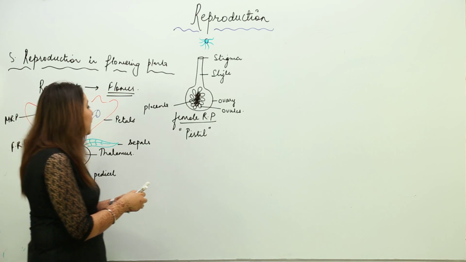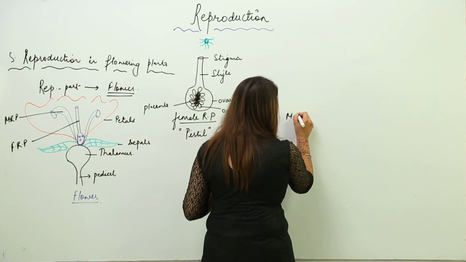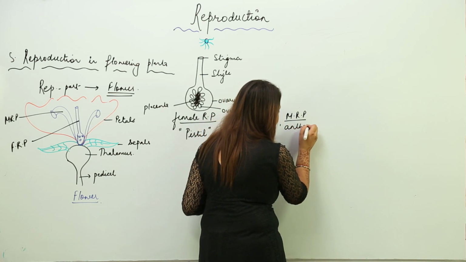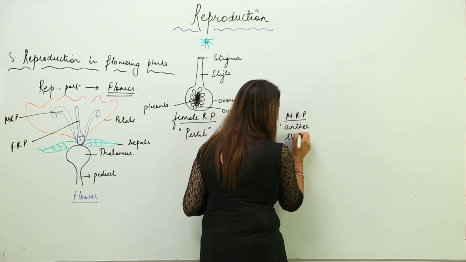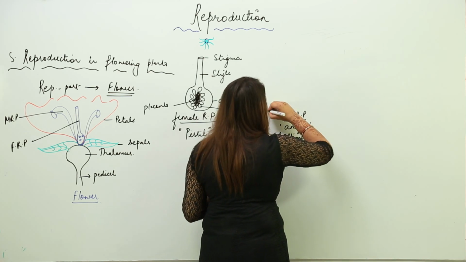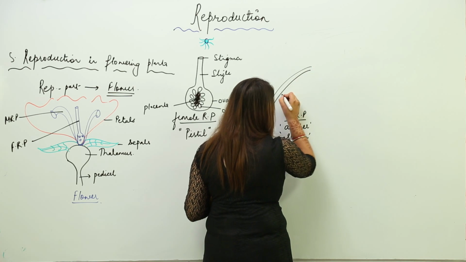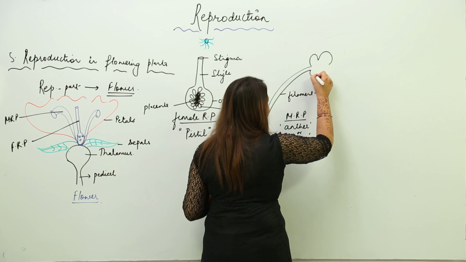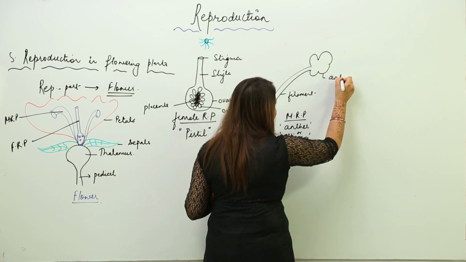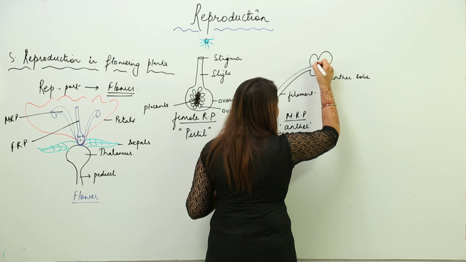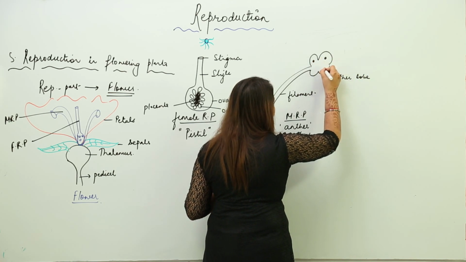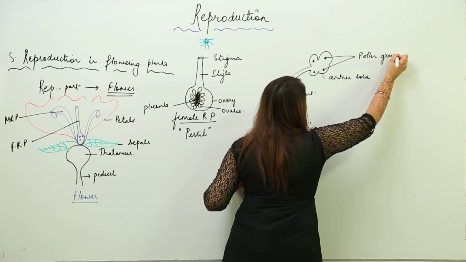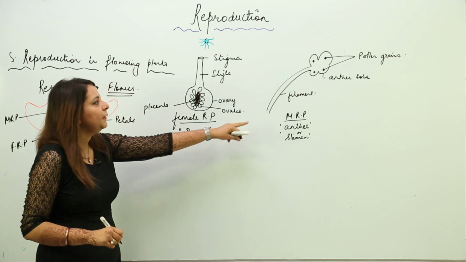Now coming to the male reproductive part. The common name for it is anther or stamen, whatever you can call it. It appears like this. It has a filament. Here we have a lobe, that is the anther lobe, enclosing the male gamete, that is the pollen grains. So this is the male reproductive part.